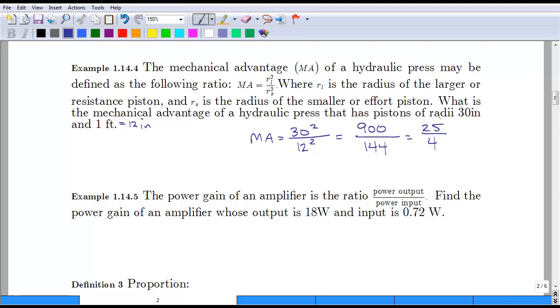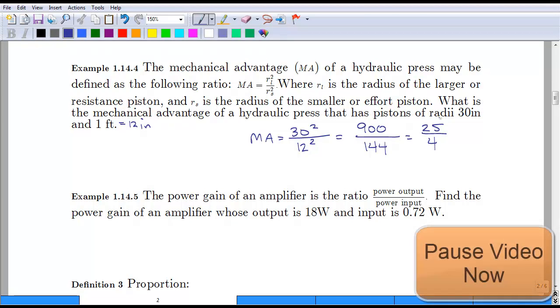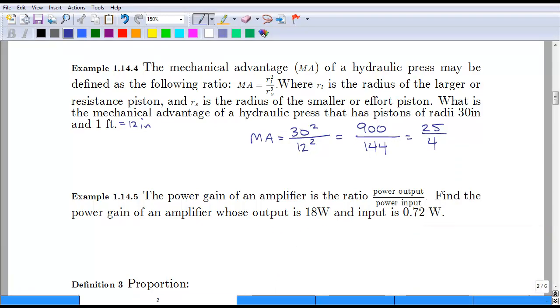So in this case, for every 4 essentially units of effort we put in, we get out 25 units of effort. So I want you to try this last example, 1.4.5. Again, you're given the ratio, do the division and simplification, and then resume the video to check your answer. So in this case, you should have found that your power gain is 25. So essentially, you get 25 times more output than you do input in this case.